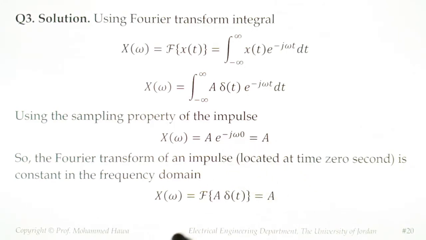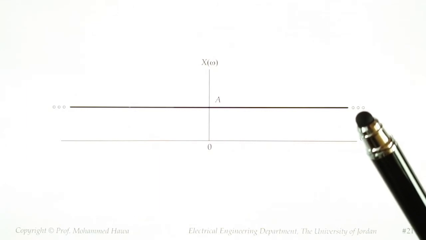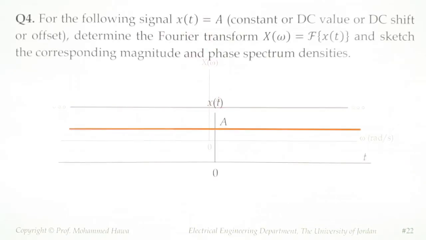So we figured out that the Fourier transform of a single impulse located at time equal 0 seconds is actually equal to a constant in the frequency domain, which I show you here. The value of X of omega is equal to a over all frequencies omega. It's a very interesting special case. Please memorize it because this result is quite useful. And it also leads me to ask the other question.